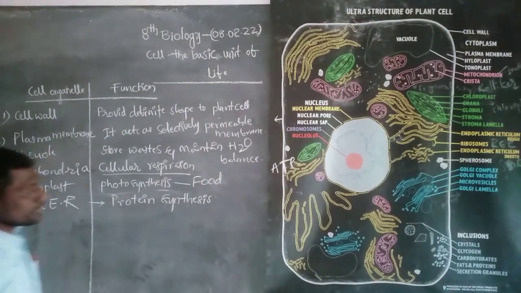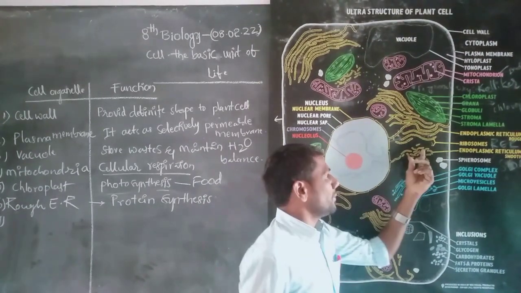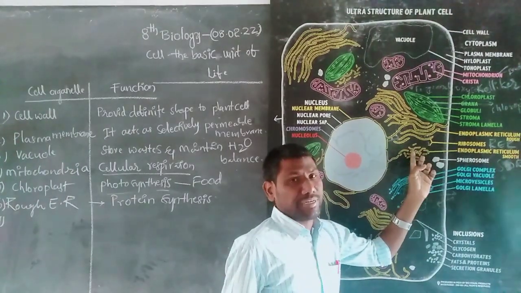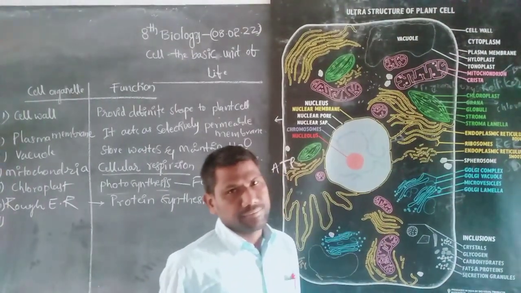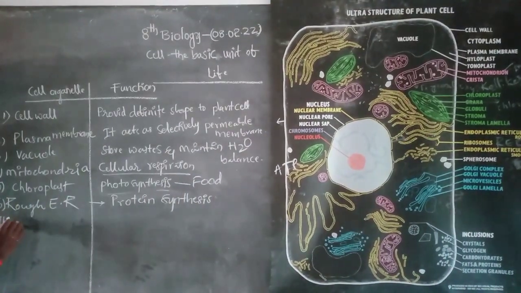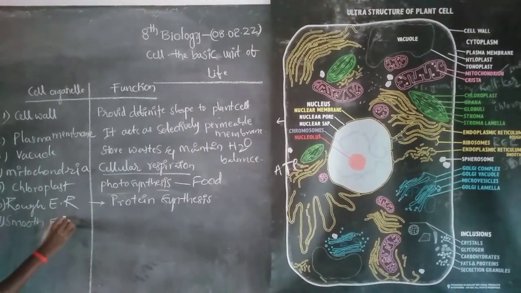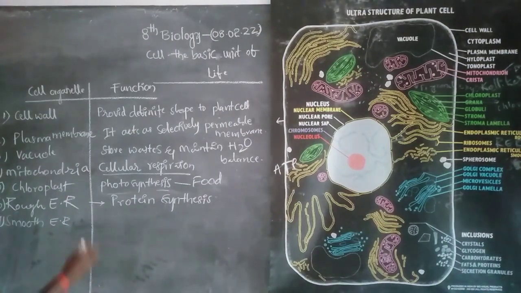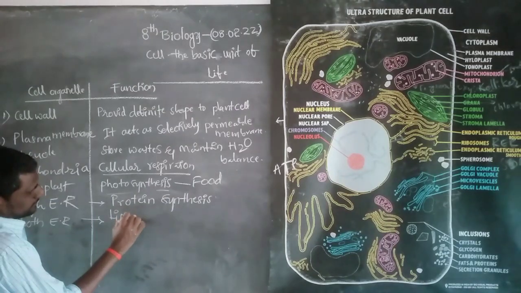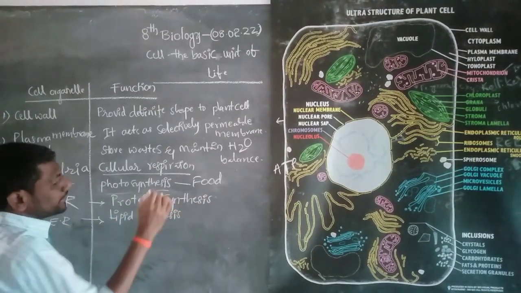Next, here again endoplasmic reticulum is there, but there are no ribosomes on the surface. That's why it is smooth in nature. That's why it is called smooth endoplasmic reticulum. Its main function is lipid synthesis.